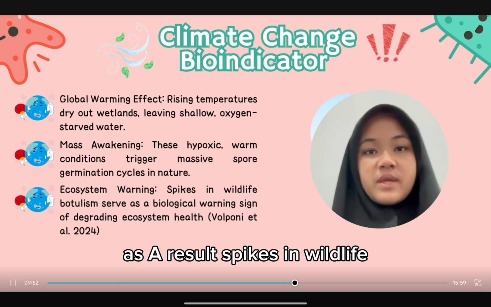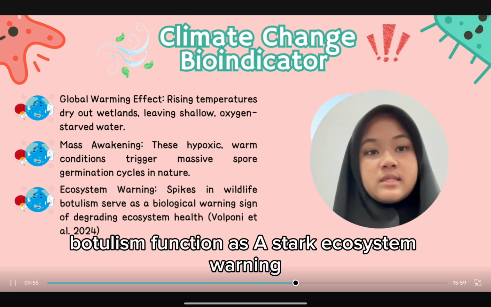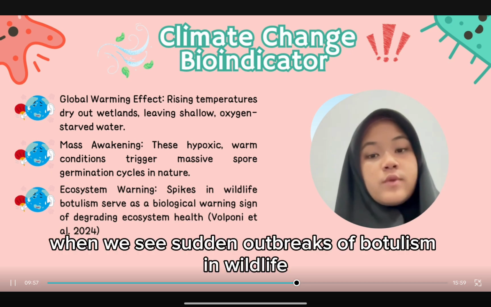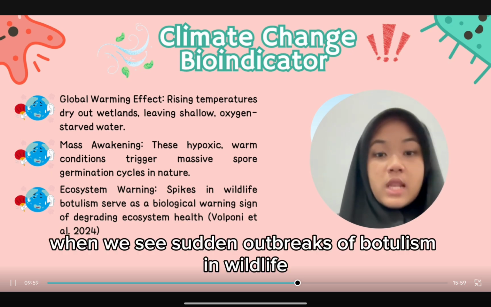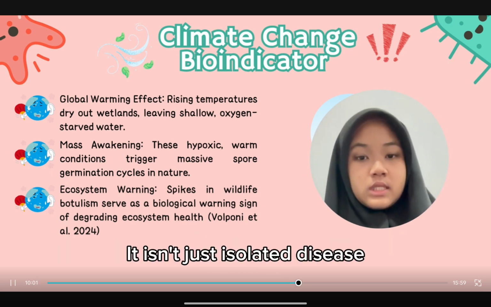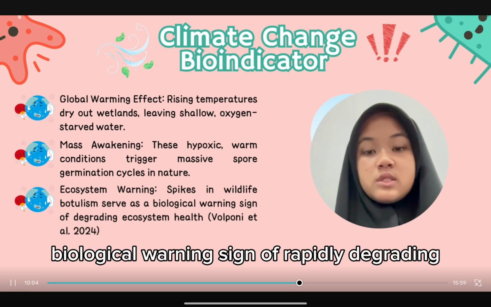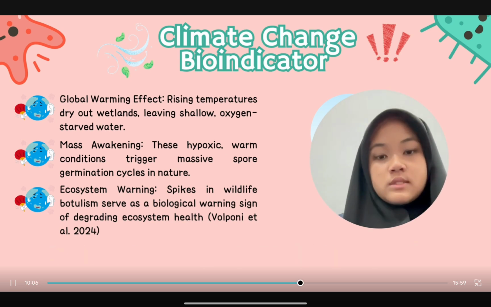As a result, spikes in wildlife botulism function as a stark ecosystem warning. When we see sudden outbreaks of botulism in wildlife, it isn't just an isolated disease. It serves as a critical biological warning sign of rapidly degrading ecosystem health.